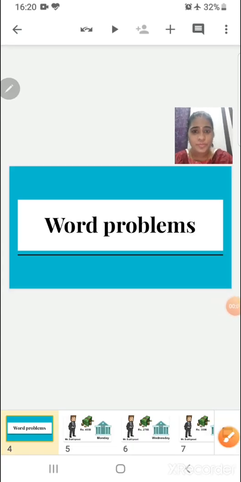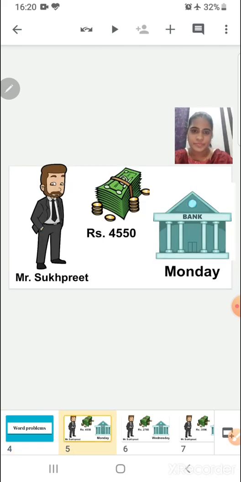Children, word problems are my favorite because they allow us to use our imagination power. When we see the question, at that time we have to build a story in our mind so that we can understand the question properly. Now, look at this picture.